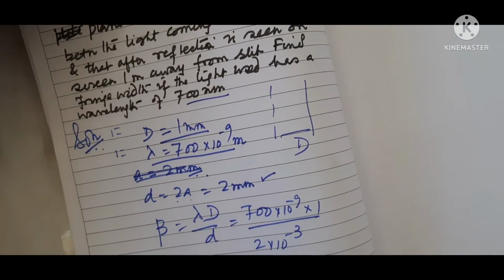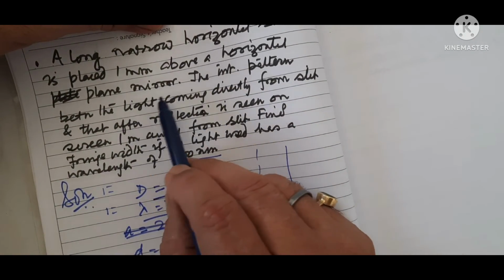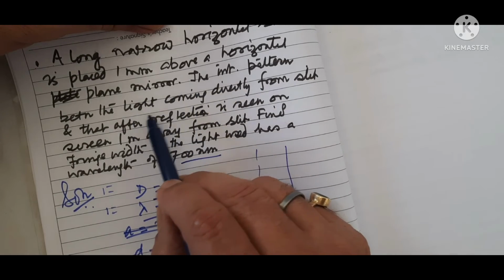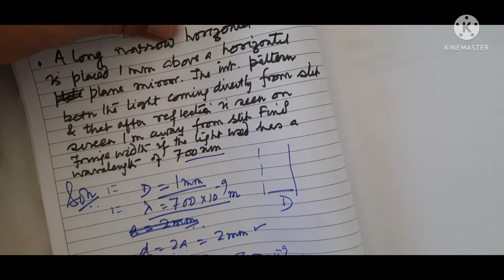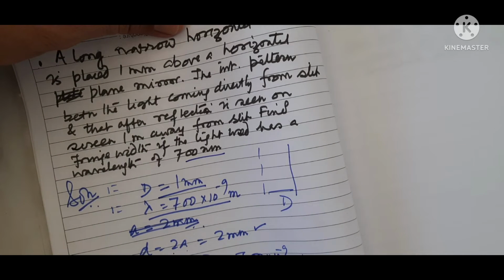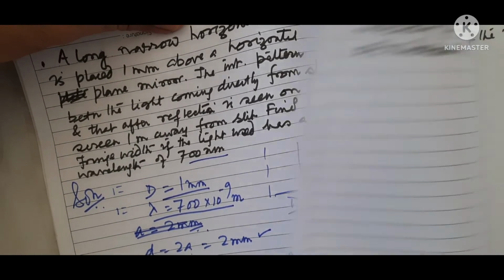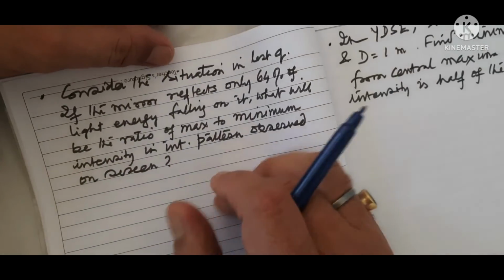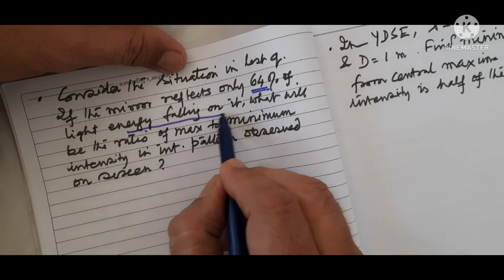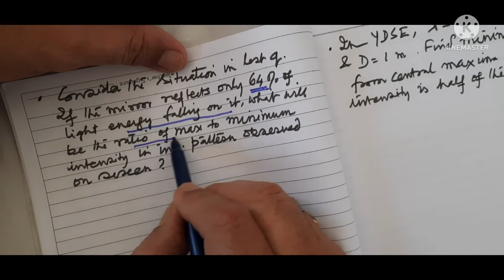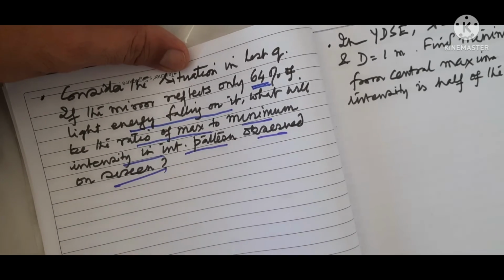In the same question, the long narrow horizontal slit is placed 1 millimeter above the horizontal plane mirror. The interference pattern between the light coming directly from the slit and that after reflection is seen on the screen. In the same question, one more question is there. Consider the same situation. If the mirror reflects only 64% of the light energy falling on it, what will be the ratio of the maximum to the minimum intensity in the interference pattern observed on the screen?